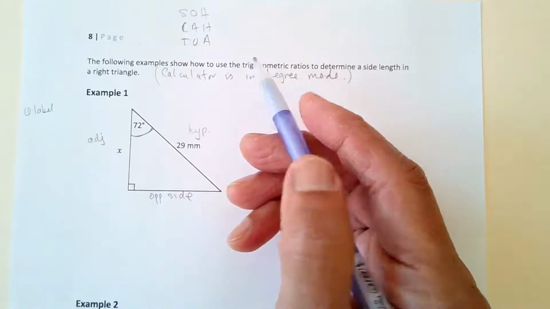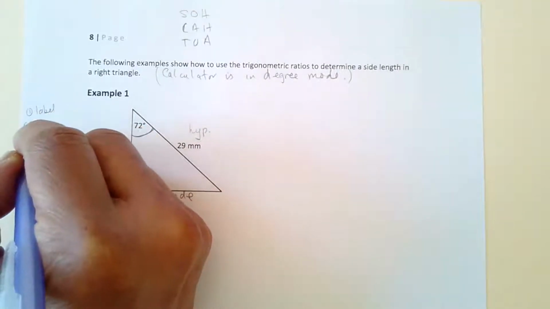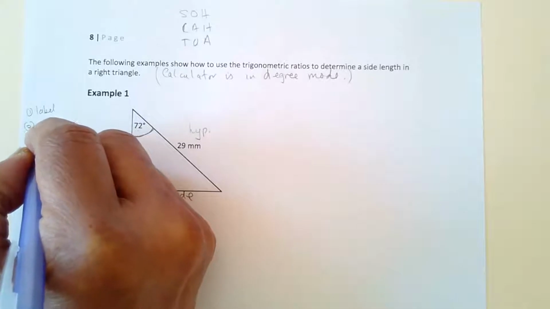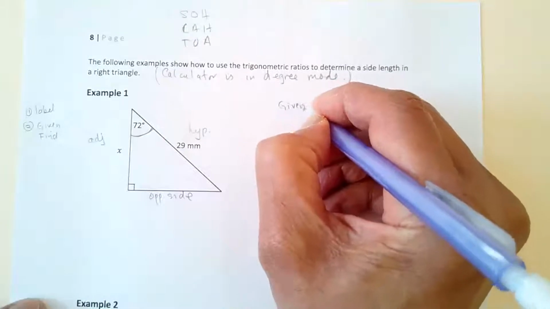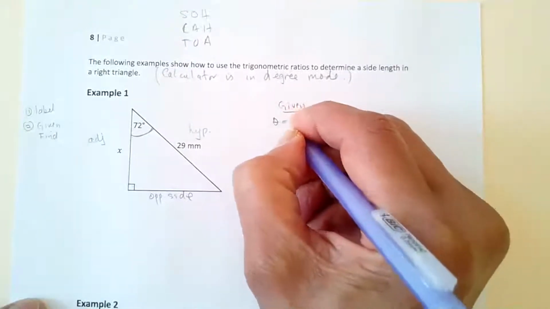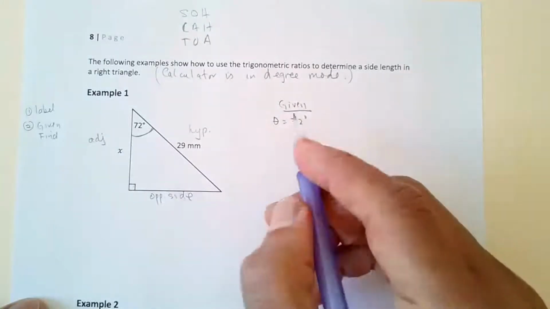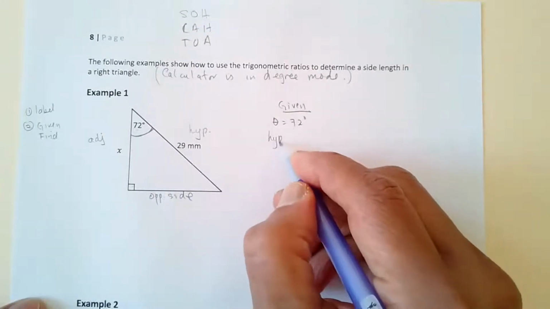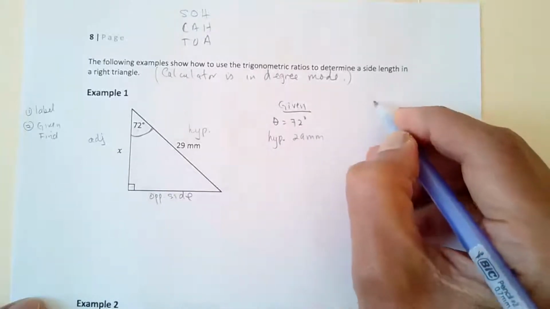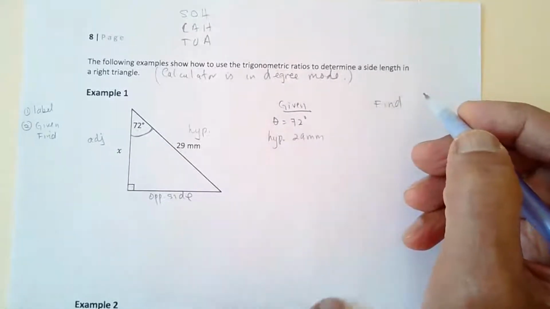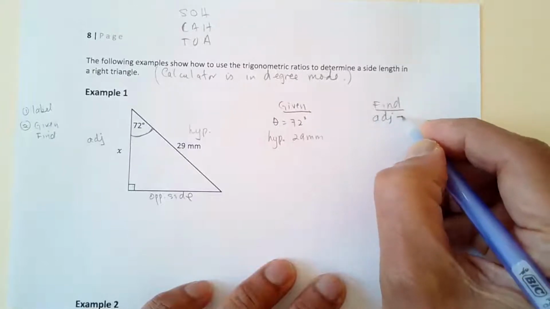So the next step, I write down what's given and what I need to find. Given theta, 72 degrees. I'm given the hypotenuse, which is 29 millimeters. And I'm asked to find the adjacent side, which is x.